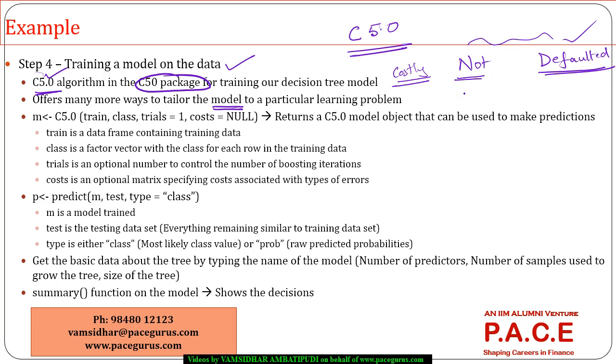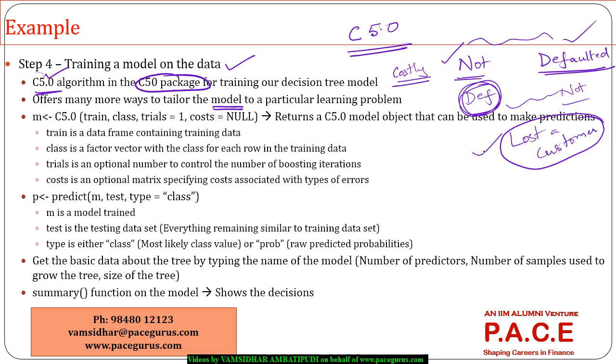Whereas on the other side, if my predicted decision was that he will default, but in fact he did not default, I would not have given the loan to him. So here the loss for me is I have lost a customer. Now I need to know what is the cost of acquiring a new customer. So it might very well be possible that this error is very costly compared to this error.